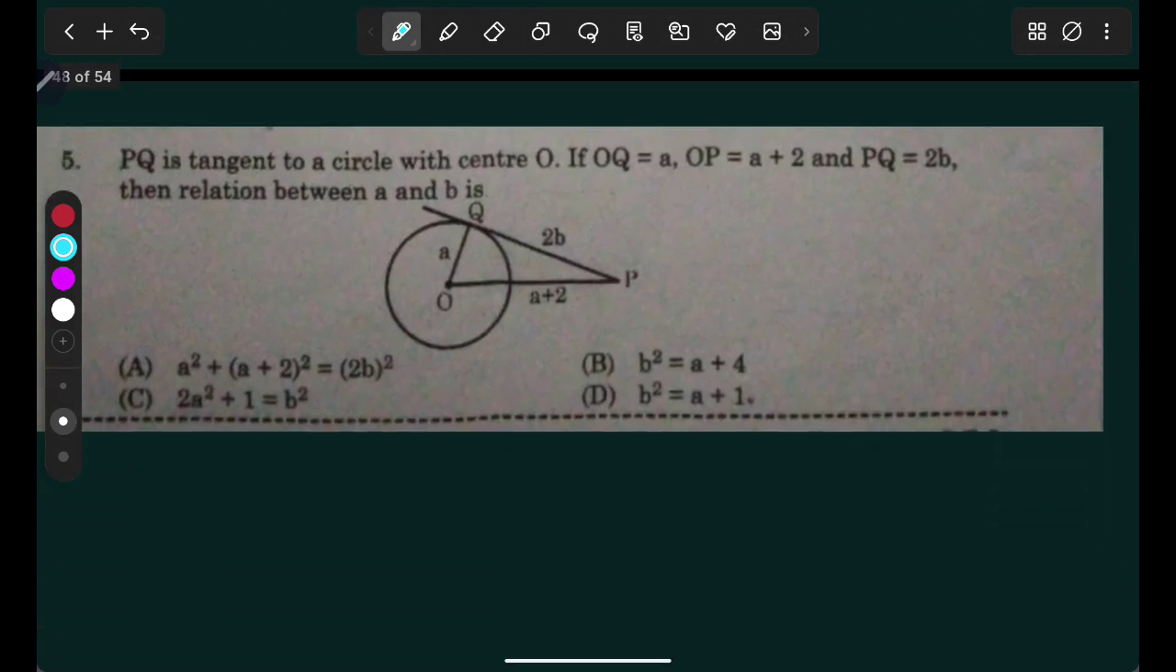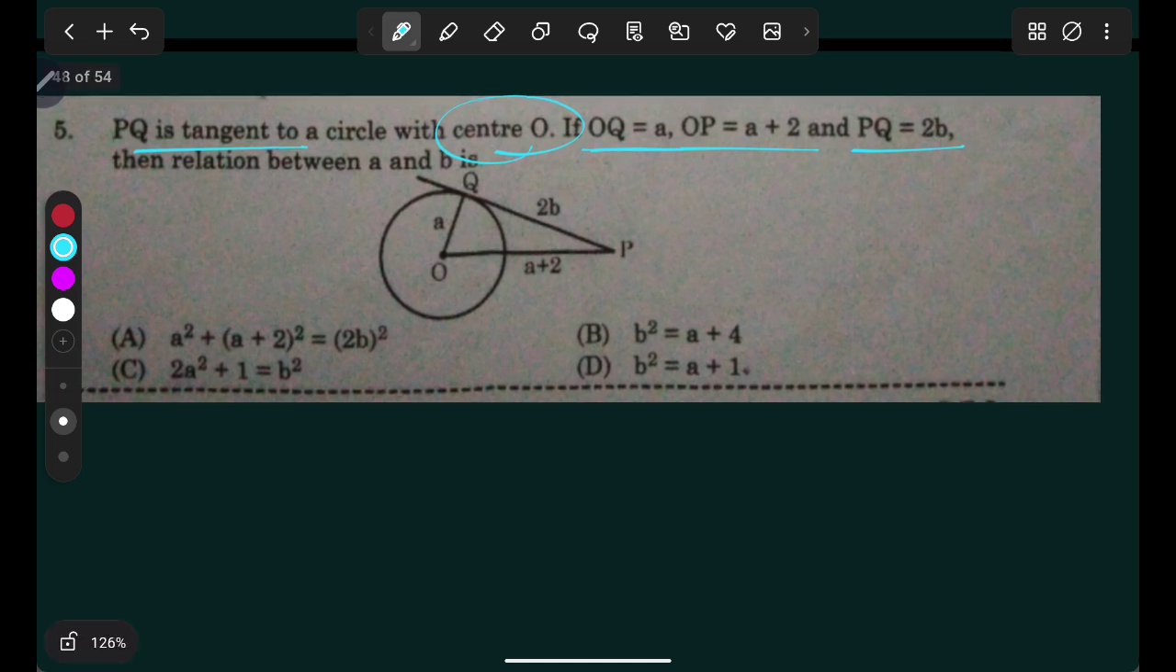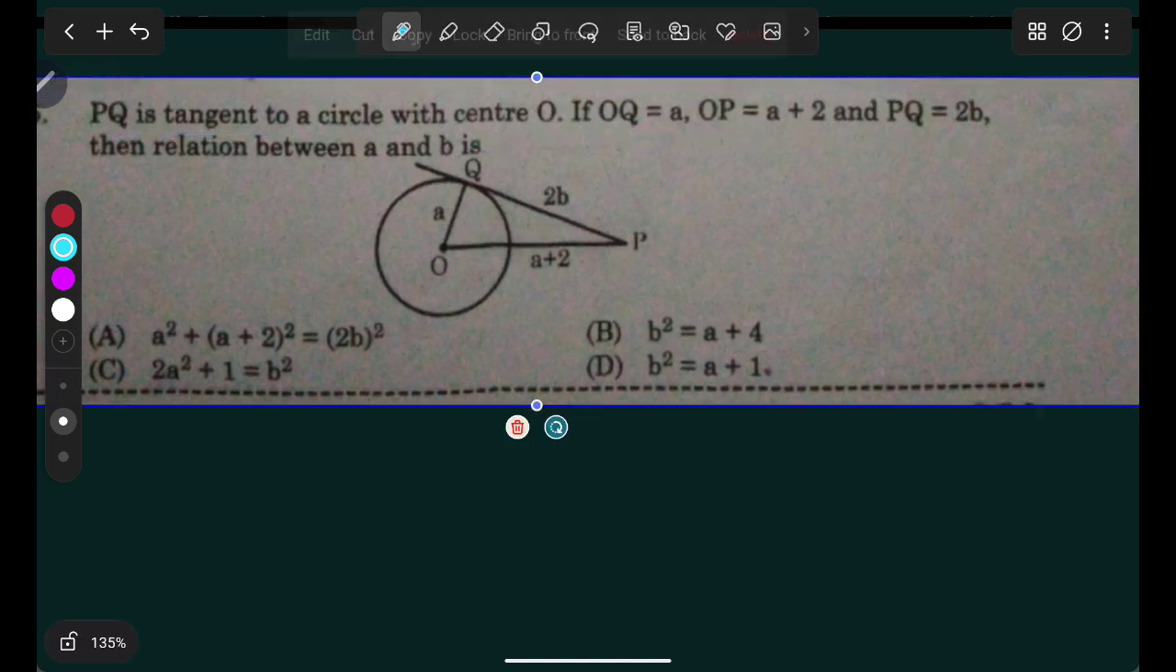Moving ahead to the next question. This is from the chapter circles. PQ is a tangent to a circle with center O. Now the center is O. OQ is a, OP is a plus 2, PQ is 2b. So all the things are given. Then the relation between a, b and c. We know that tangents form an angle of 90 degrees with the radius at the point of contact. So angle OQP comes out to be 90 degrees.